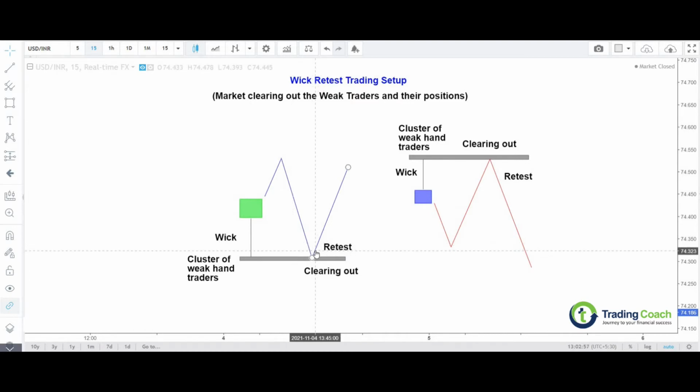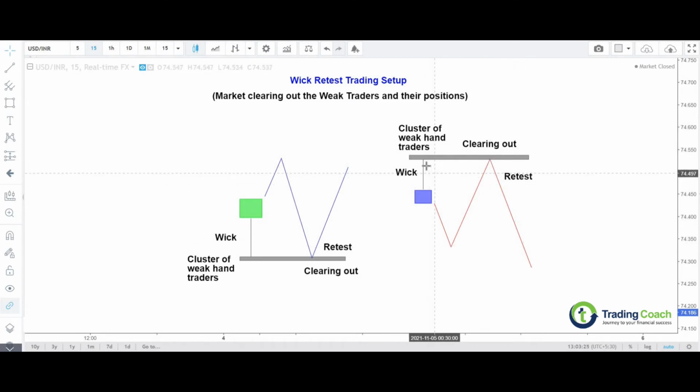It's a very simple trading setup, and the basic logic is that you have a cluster of weak hand traders who got completely stuck in this particular wick, and the market is coming back in order to retest and also to clear out all these weak hand traders. So this is a bullish example, and here you can see a bearish diagrammatic example of the same trading setup.